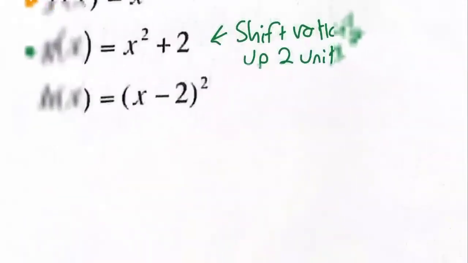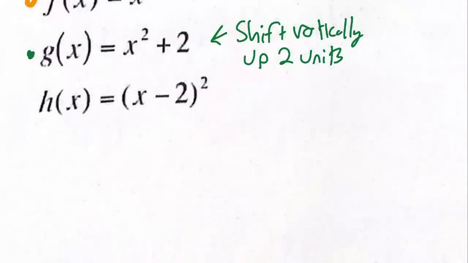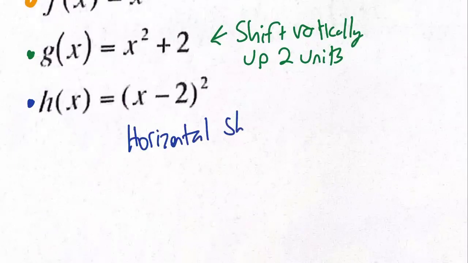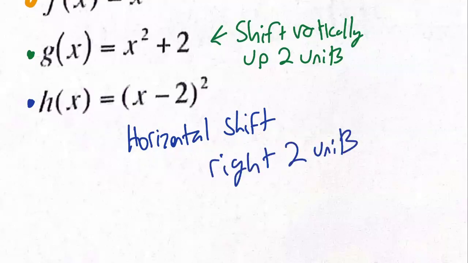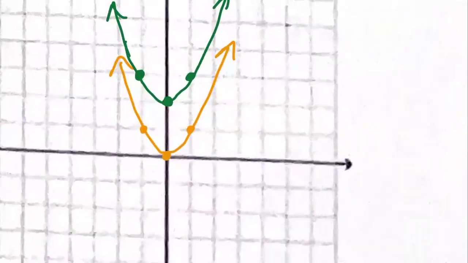For the last function, parentheses x minus 2 squared, this is going to be a horizontal shift. And since it's inside the function, you have to think of the opposite. If it's negative 2, you're not going to go to the left. You're going to go to the right 2 units. So I'm going to take my parent function, not this one, the original one, and go to the right 2 units.